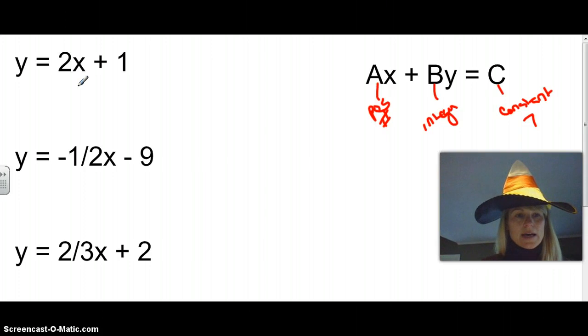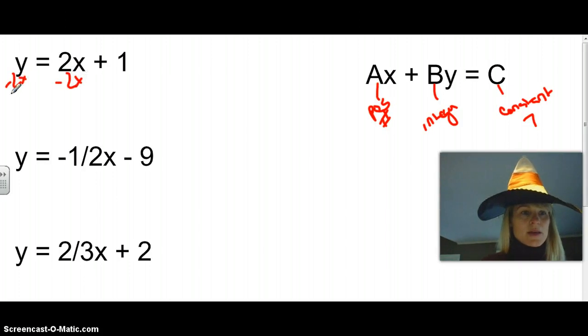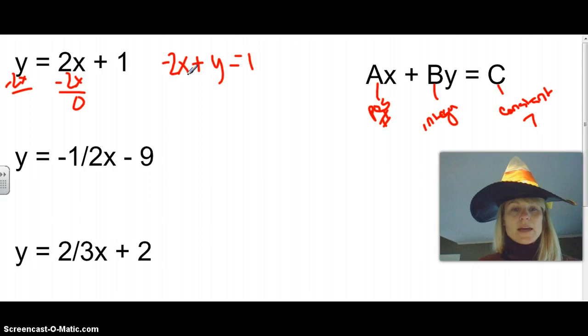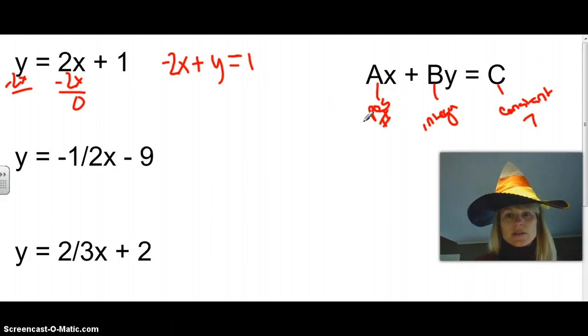So if we look at this example here, I want to get x and y on the same side of the equals. So hopefully you know you just subtract the 2x here and subtract the 2x here. This equals 0. This is not like terms. So, and I want it to look like this. So I'm going to write negative 2x, which is this. That's a positive y, so that becomes plus y equals 1. Okay? So negative 2 is my coefficient of x, 1 is the coefficient of y, and then 1 is the constant.